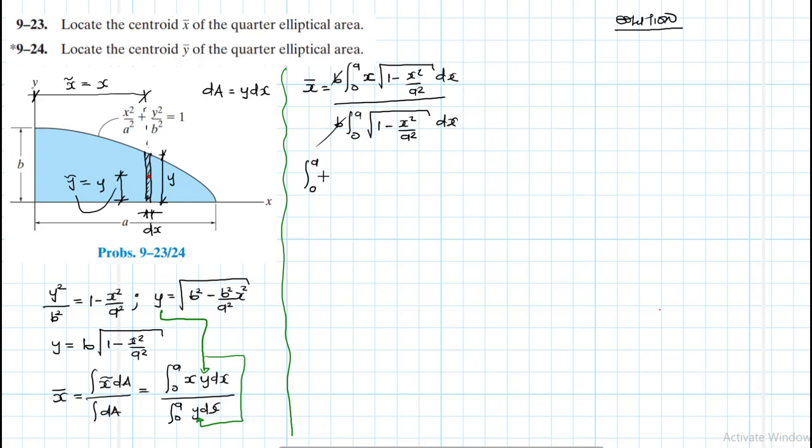Integral from 0 to a of x times the square root of 1 minus x squared divided by a squared dx. So you would work on this one by letting u be equal to 1 minus x squared divided by a squared. This is integration by substitution, and you know that your du/dx is going to be equal to minus 2x divided by a squared.